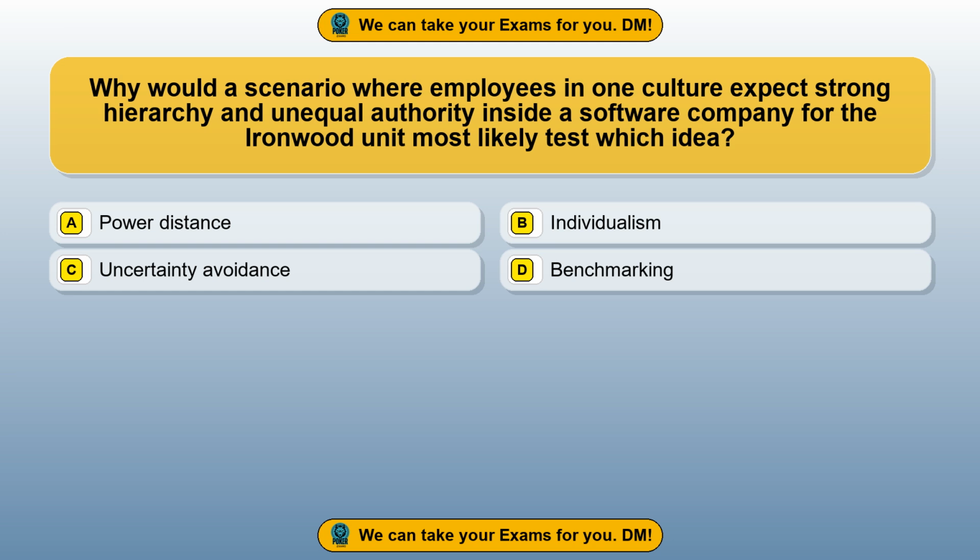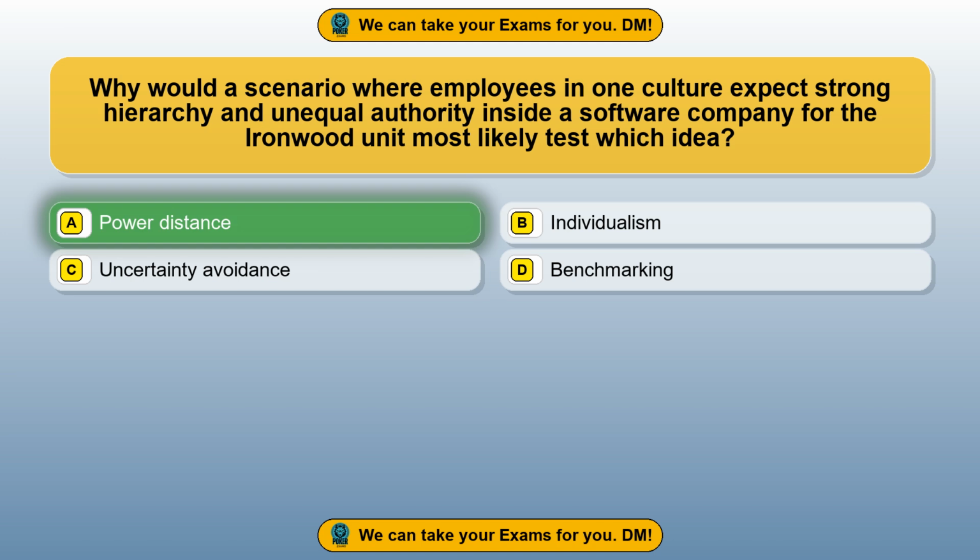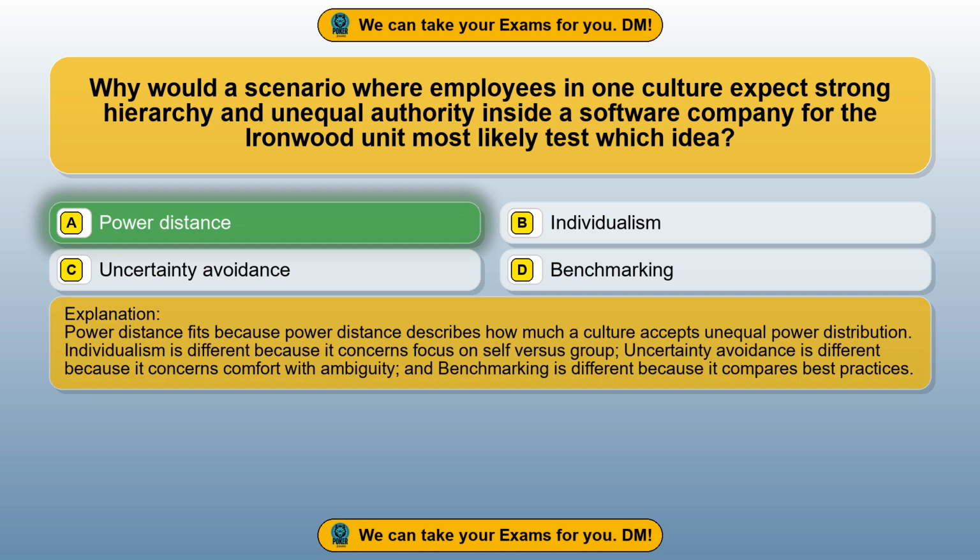Option A, power distance. Option B, individualism. Option C, uncertainty avoidance. Option D, benchmarking. The correct answer is option A, power distance. Power distance fits because power distance describes how much a culture accepts unequal power distribution.